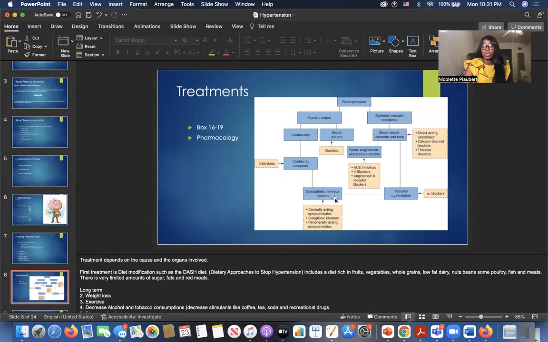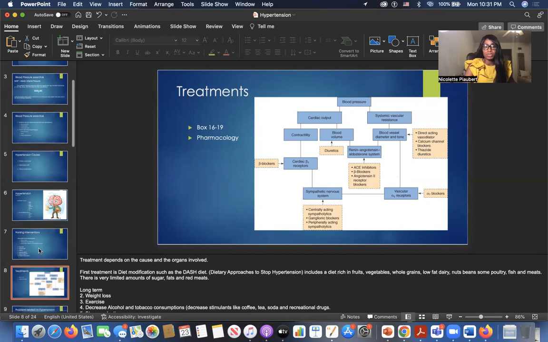Thiazides also help with diuretics. So just know at least one medication under each category that we're talking about, whether it's enalapril, a beta blocker, or whichever one you're going to focus on. You know what it's connected to and which category it's under, so that you know exactly what that medication does.